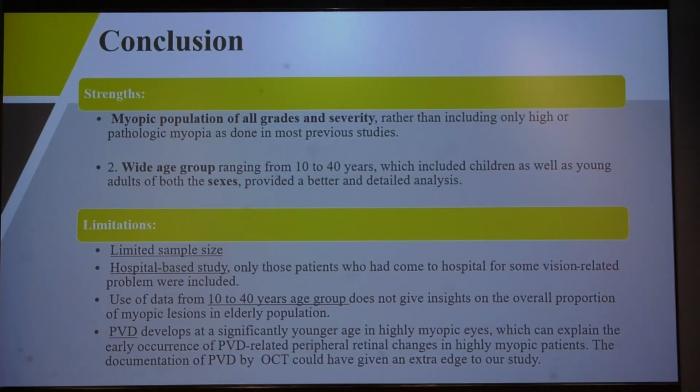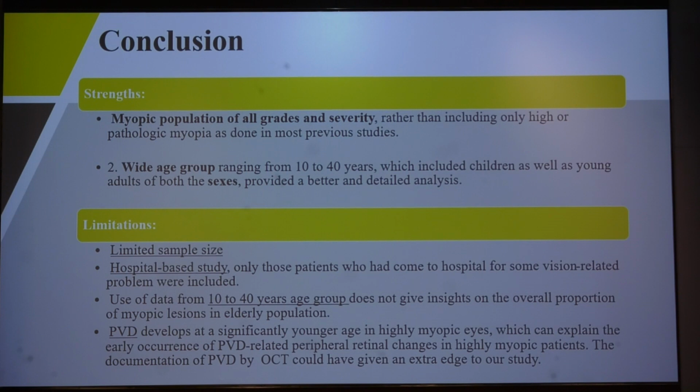Coming to the strengths of the study, myopic population of all the grades and severity was included, rather than including only high or pathological myopia as was done in most of the previous studies. A wide age group ranging from 10 to 40 years, which included children as well as young adults of both sexes, provided a better and detailed analysis.